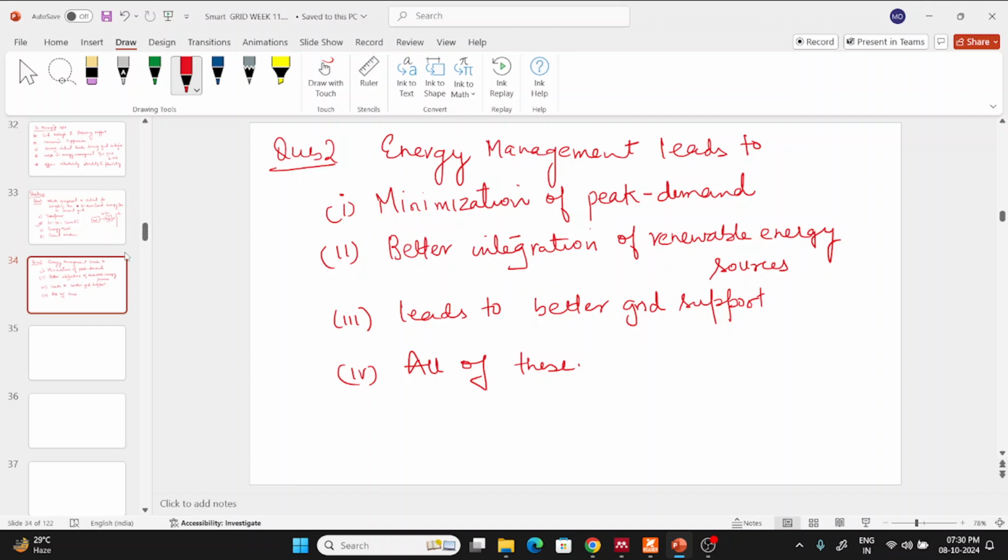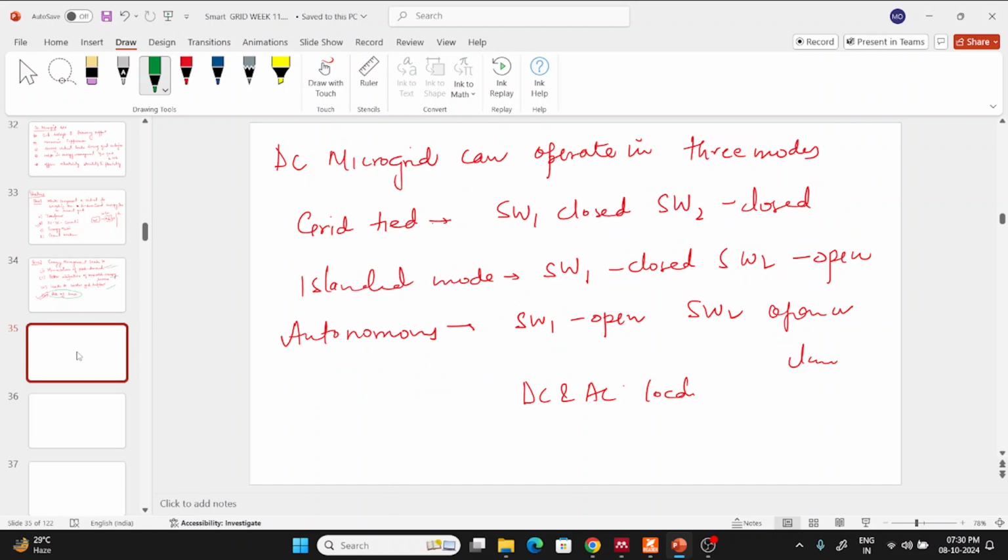Yes, D. Yes. Energy management, just like I've told you, leads to the minimization of the peak demand and also leads to the better integration of renewable energy sources, and it leads to better grid support in terms of stability, all those things. So the correct answer is all of these. Okay.